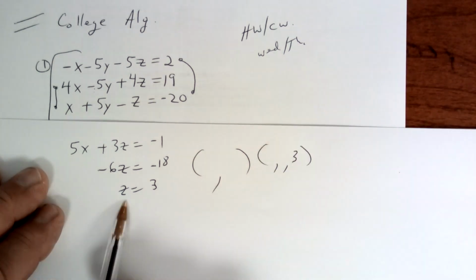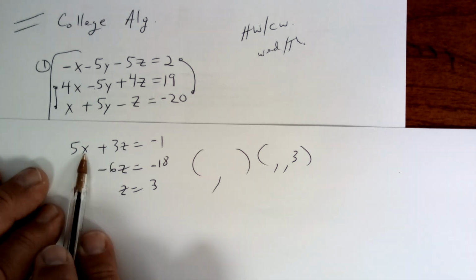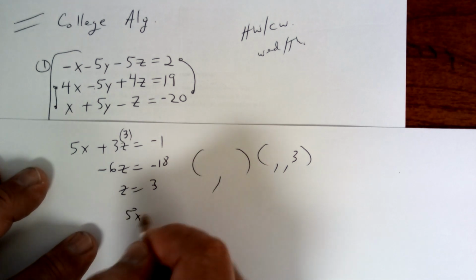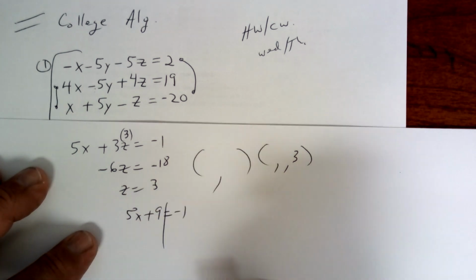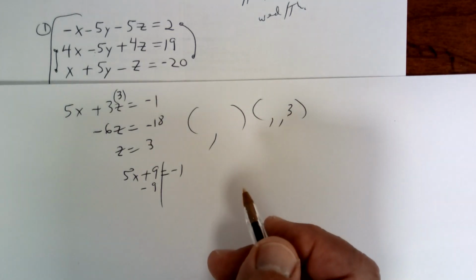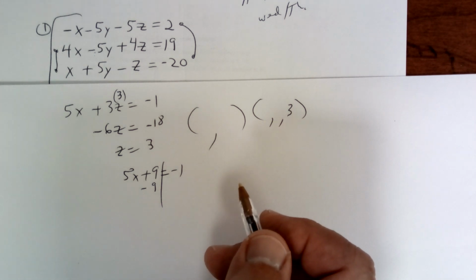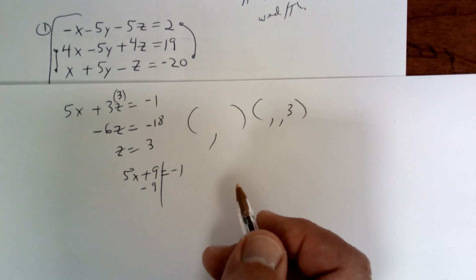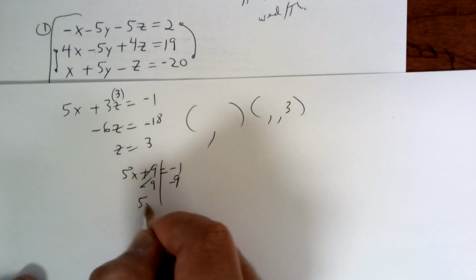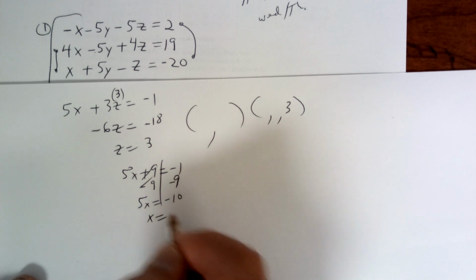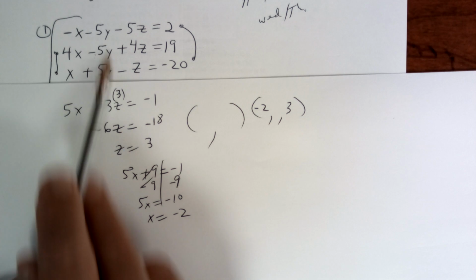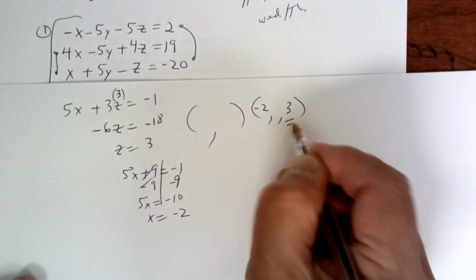Now I plug this in right here for the z and find x. So I do 3 times 3, which is 9. And then I work that out. So I'm going to subtract 9. This one almost looks like a decimal here. Let me just take a look at it. When I subtract 9, I get 5x is equal to a negative 10. I get x is equal to negative 2. Okay? And then you pick any one of these equations and you use your z and your x.